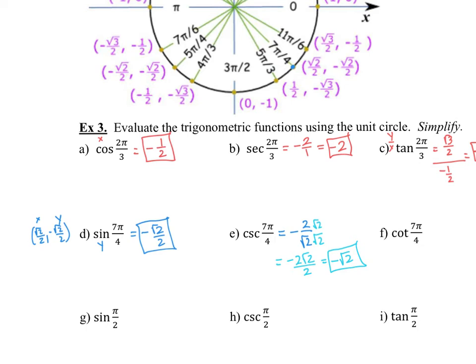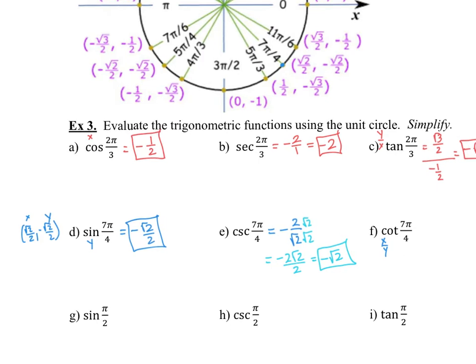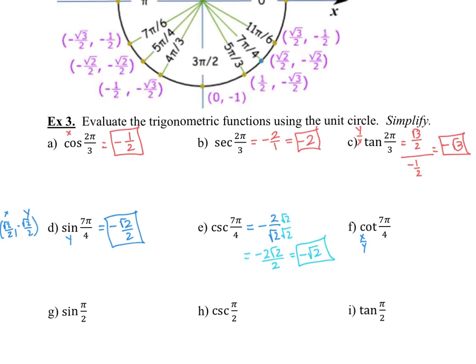Okay, and then we want cotangent. I don't have tangent, so let's look. Cotangent is x over y. So in this case, the x coordinate is √2/2. The y coordinate is -√2/2. So if I divide those out, they pretty much all cancel and I'm left with -1.